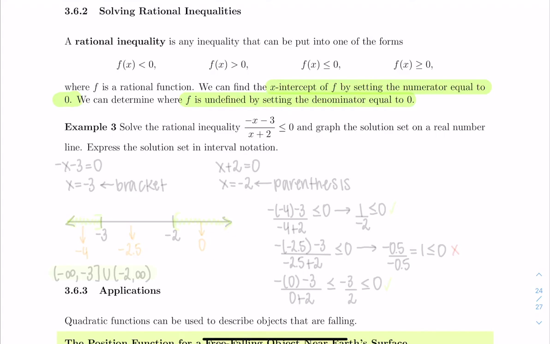So let's solve the rational inequality. Negative x minus 3 over x plus 2 is less than or equal to 0. We're going to graph it, and then we're going to express the solution set in interval notation. So let's find our x-intercepts. We're going to set the numerator equal to 0. So negative x minus 3 equals 0. That's going to give me that x equals negative 3. We are going to have a bracket on this because it's less than or equal to.